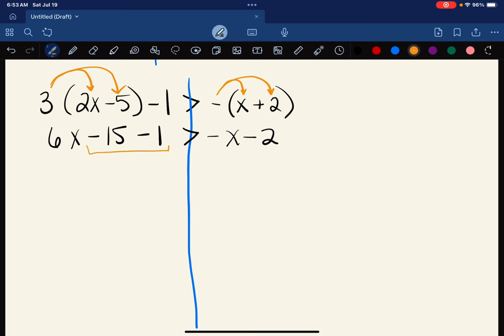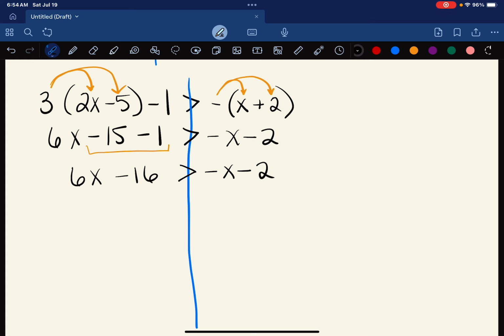Now our second step, I can see that I have like terms here. I can still simplify down the left side of my inequality even more. So I end up with 6x, negative 15 minus 1 gives me a minus 16 is greater than negative x minus 2. All right, so we did that. We simplified down as much as possible each individual side of our inequality.